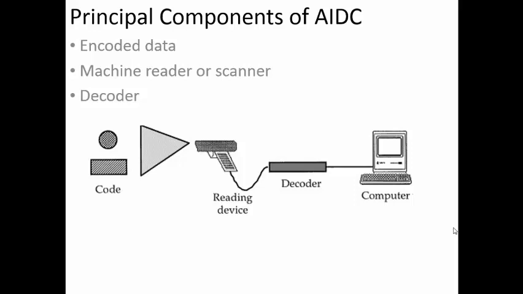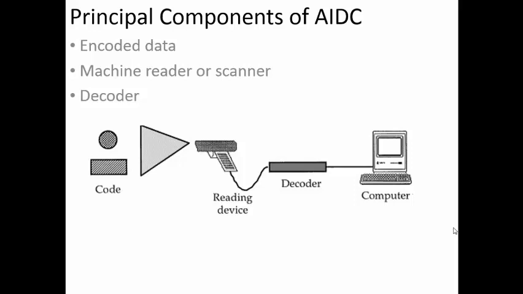So what are the important components of the automatic identification and data capture system, or automatic data capture system? First, there will be some information in the form of a code. That code will be scanned or detected by a reading device. The reading device will send that information to a decoder, and the code is going to be decoded, and you will have a computer or a database into which the information will be updated.